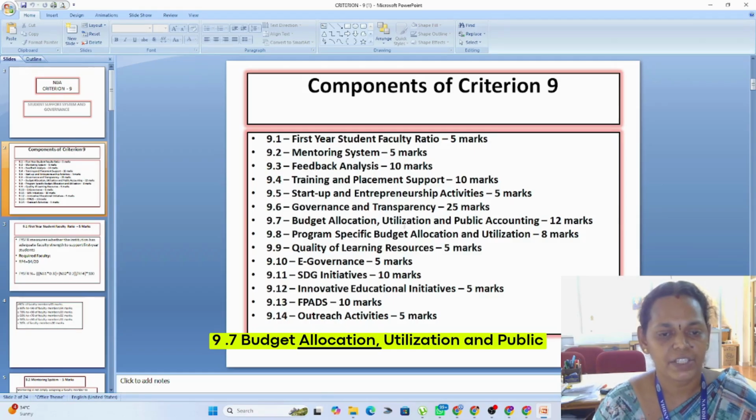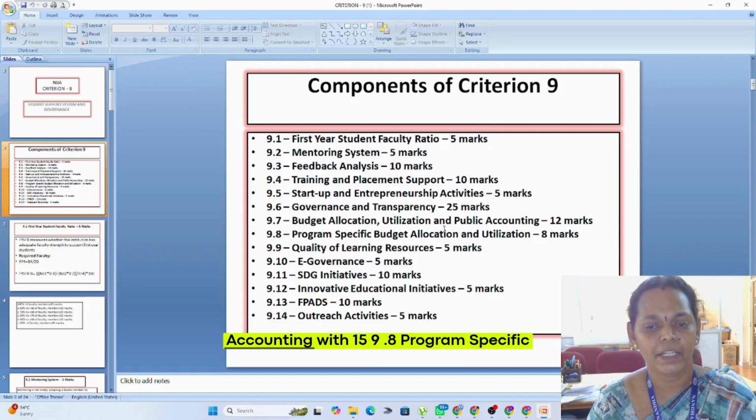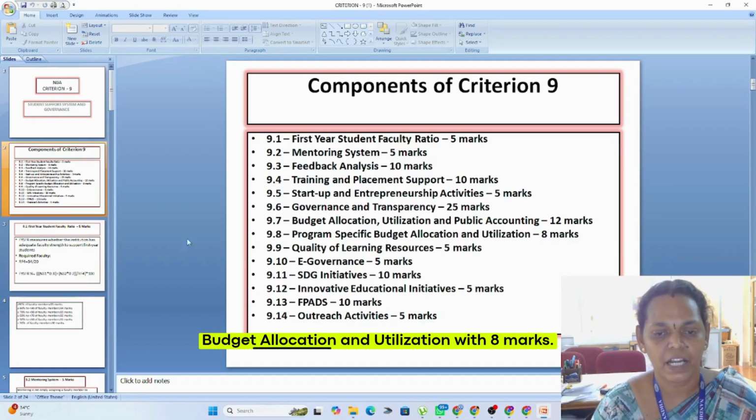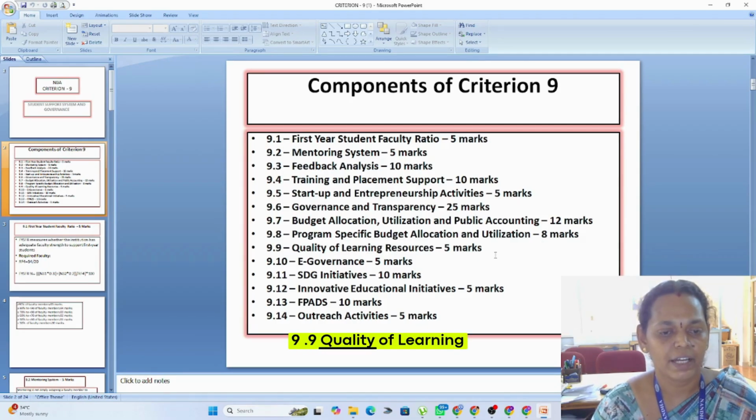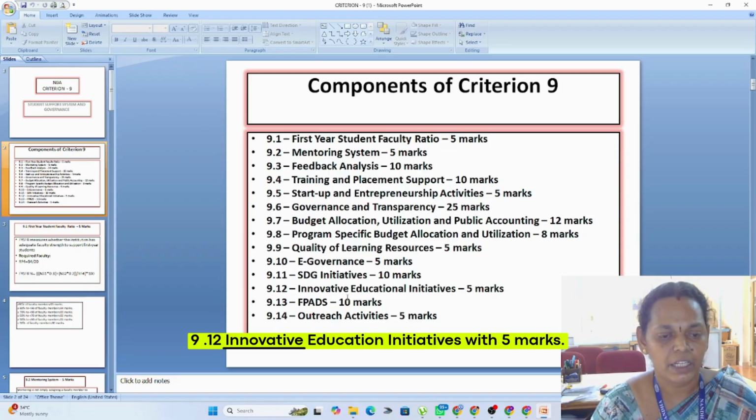9.7 budget allocation, utilization and public accounting with 12 marks. 9.8 program specific budget allocation and utilization with 8 marks. 9.9 quality of learning resources with 5 marks. 9.10 e-governance with 5 marks. 9.11 SDG initiatives with 10 marks. 9.12 innovative educational initiatives with 5 marks and 9.13 FPADs with 10 marks. 9.14 outreach activities with 5 marks.